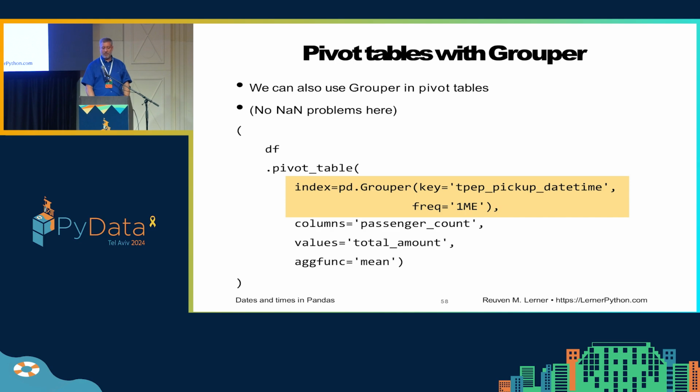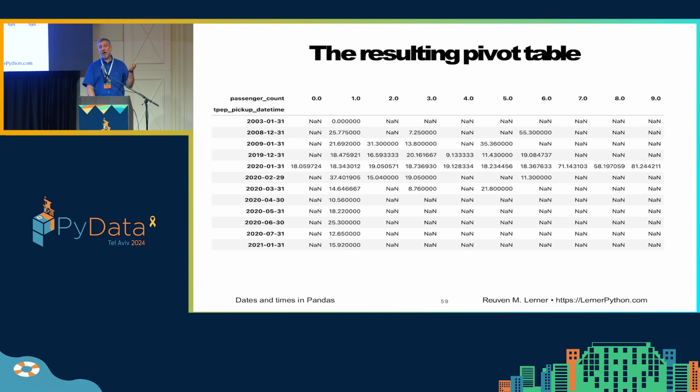Can I do a pivot table with grouper? Absolutely. And there are not going to be NaN problems here because of the way it matches up. So once again, I can say pivot table, but now the index is going to be a grouper. I'm going to say, give me 1ME, meaning 1 month end intervals there. So my index, my rows are going to be identified by months. My columns are going to be the passenger count. And here we go. I get that pivot table from it.